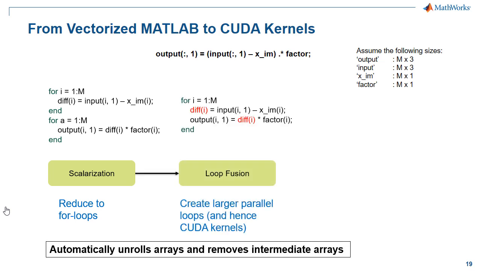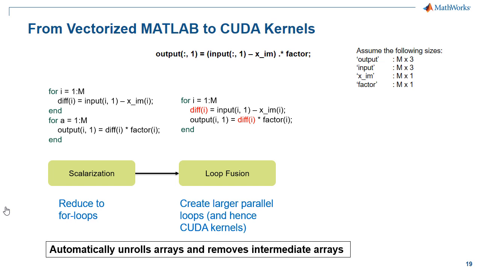And from there, we can apply loop fusion. So we can basically combine these two for loops into one. And with GPUs, the larger these for loops or these type of operations, these parallel loops, the more efficient they are. So we want to combine as many large loops together.